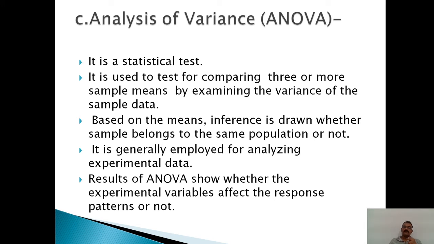Here, based on the means, the inference is drawn whether the samples selected belong to the same population or not. ANOVA, or analysis of variance, is mainly employed for analyzing experimental data. Results of the analysis show whether the experimental variables affect the response pattern or not.